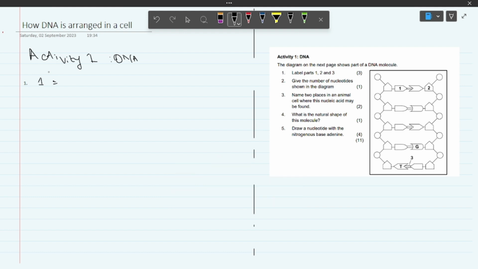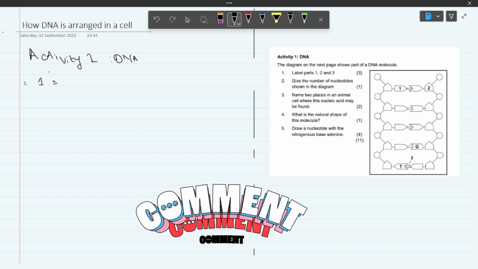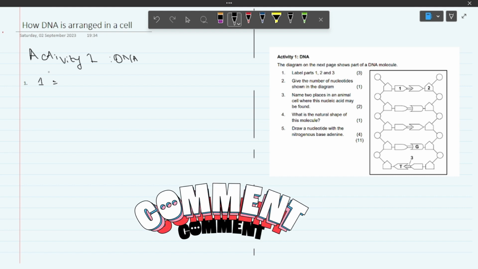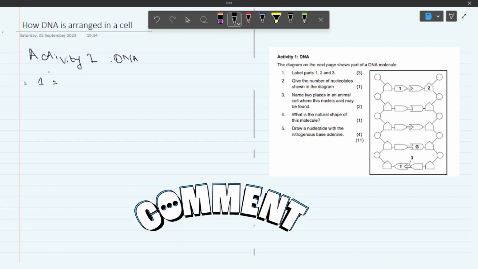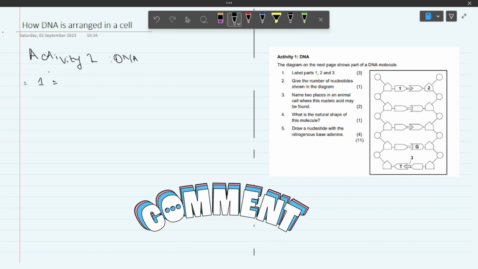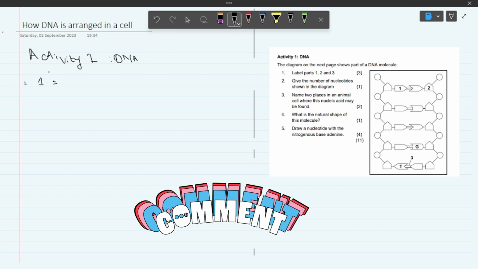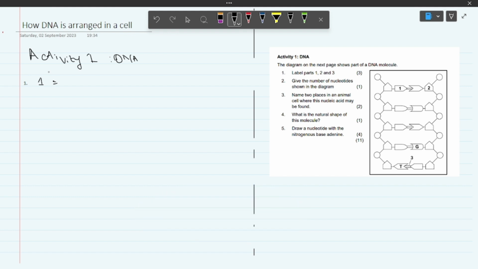Basically we have 4 nucleotides. We have adenine, cytosine, guanine and thymine, right? So adenine goes with thymine, guanine goes with cytosine. So these are base pairs basically, and these are called nucleotides, right? They are the building blocks of nucleic acids.